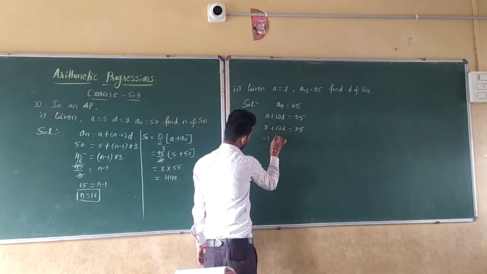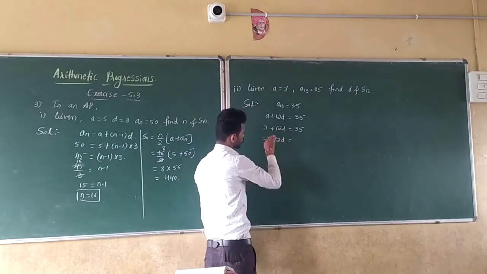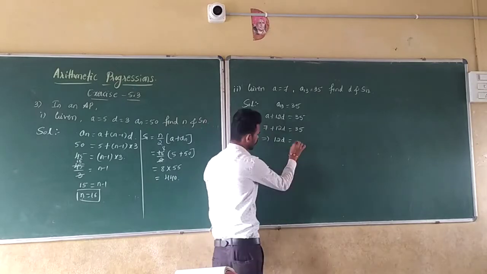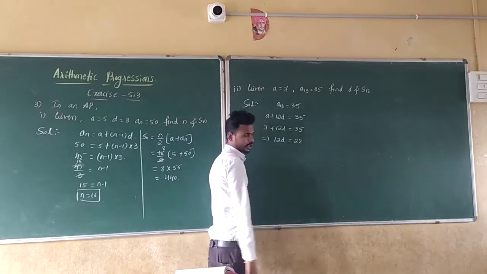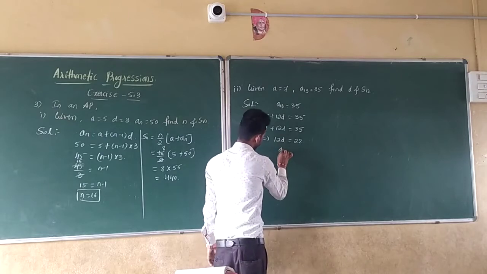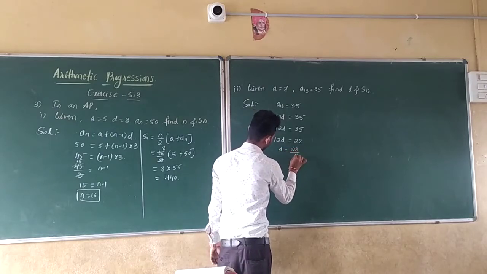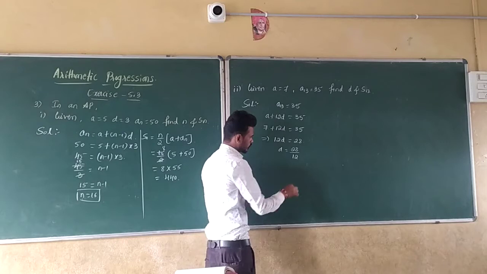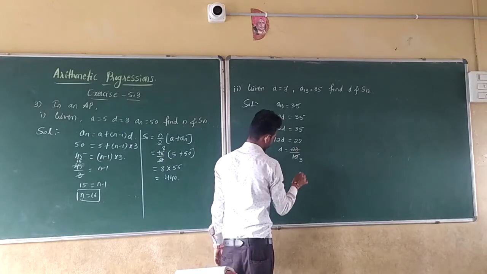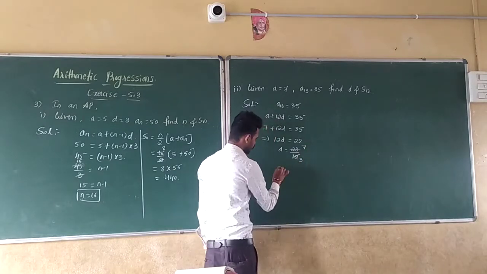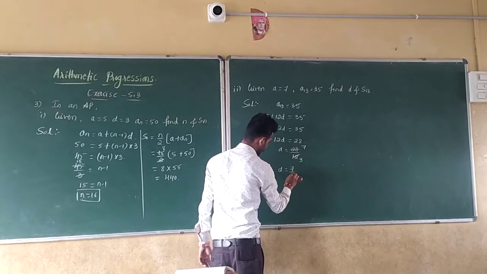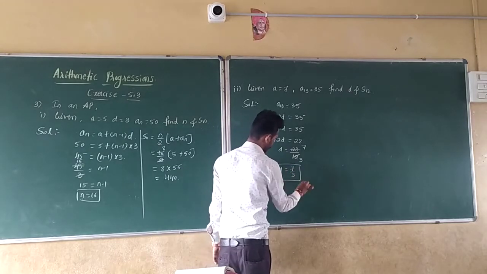So 12d is equal to 35 minus 7. How much will you get? 28. So d is equal to 28 divided by 12. So 4 threes are 12, 4 sevens are 28. So d is equal to, what is the answer? 7 by 3.